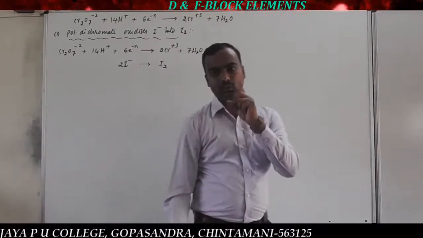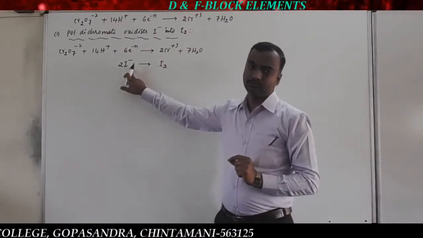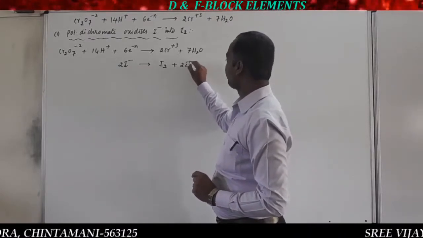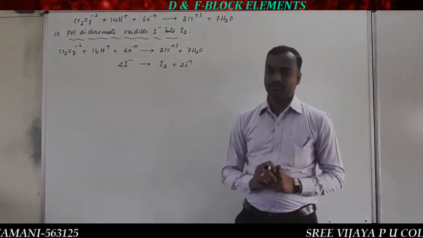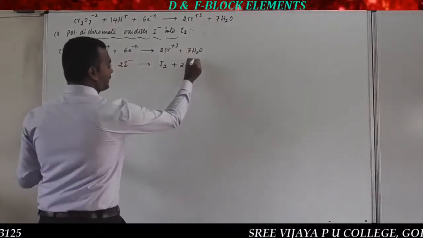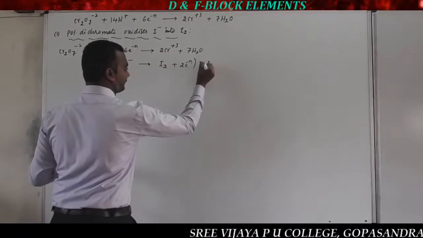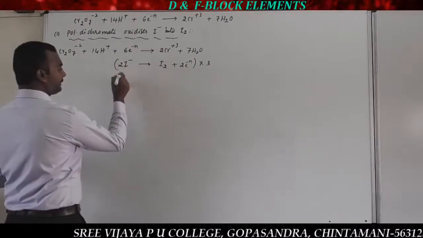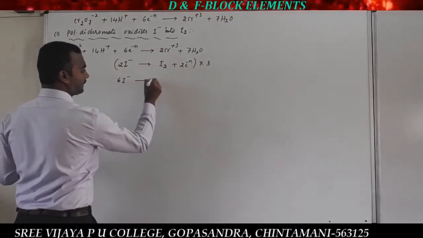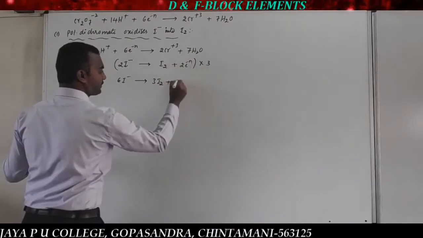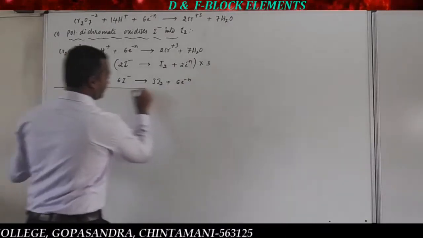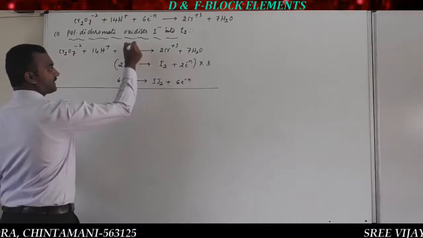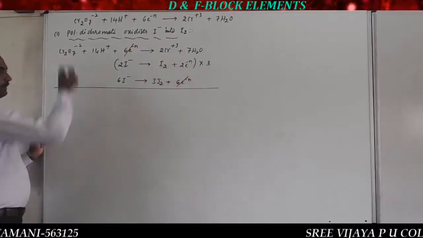One iodide gives 1 electron, that is, it undergoes oxidation. So 2 iodide give 2 electrons, but the requirement is 6 electrons. So we multiply this by 3: 6I- converted into 3I2 plus 6 electrons. This is the oxidation half reaction, and the 6 electrons cancel, so you can balance the equation.